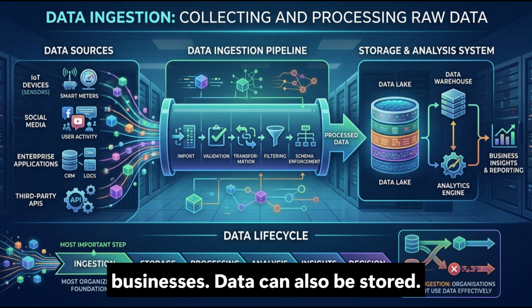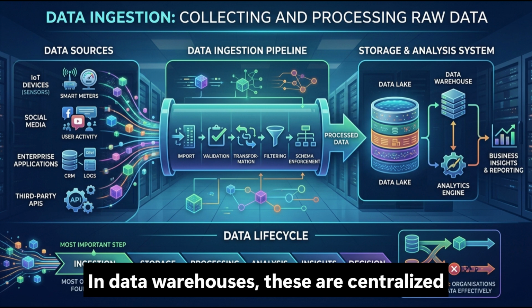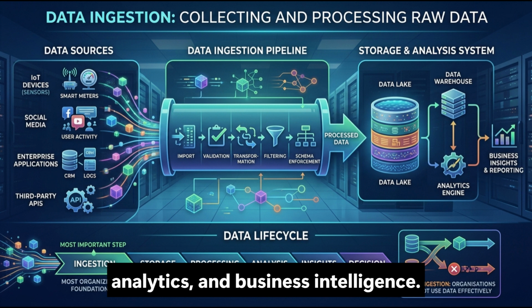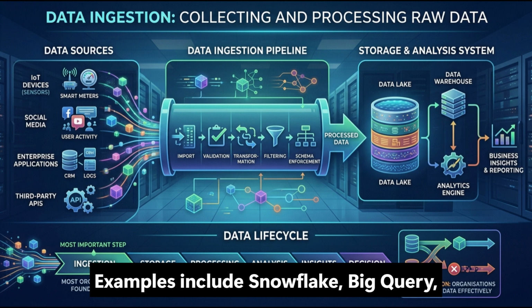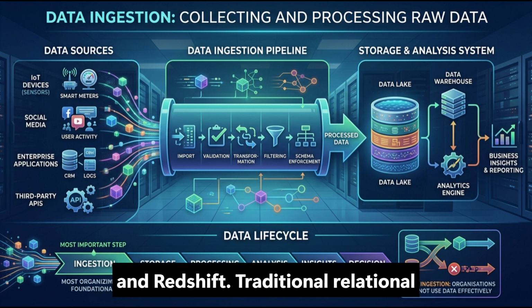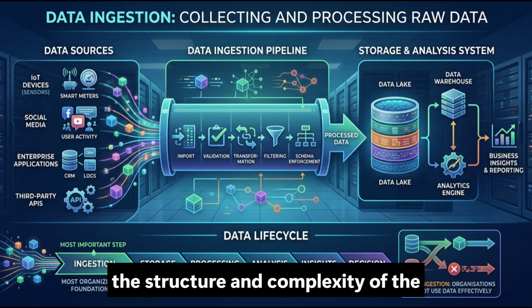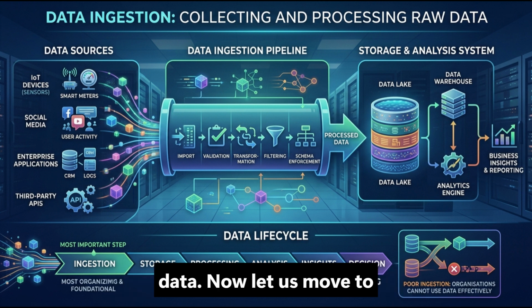Data can also be stored in data warehouses. These are centralized systems designed for reporting, analytics, and business intelligence. Examples include Snowflake, BigQuery, and Redshift. Traditional relational databases are also used depending on the structure and complexity of the data.